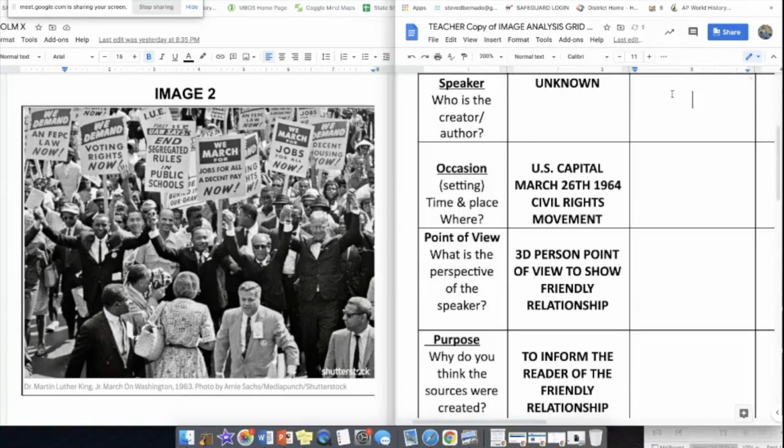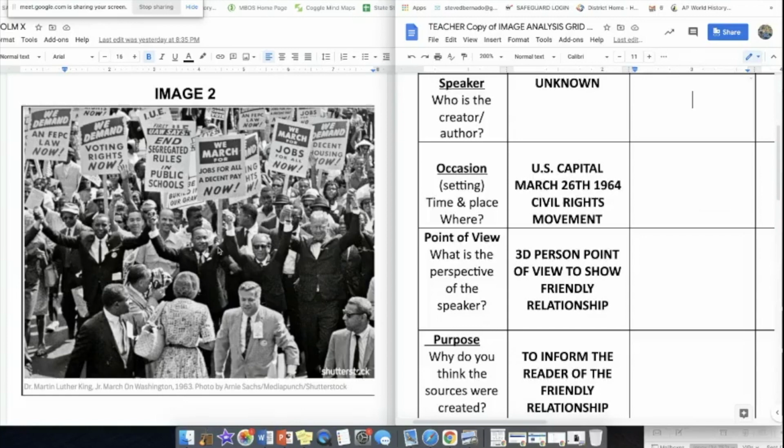Who took this photo? So now we see a large march and we see a lot of signs. We demand freedom, voting rights now, end segregated rules in public schools. Segregation means separation. So there was separation in public schools. We march for jobs for all, a decent pay. We demand decent housing. Then you look at the crowd, and you can see in the center is Martin Luther King Jr. holding his hands up, connecting hands with other individuals.